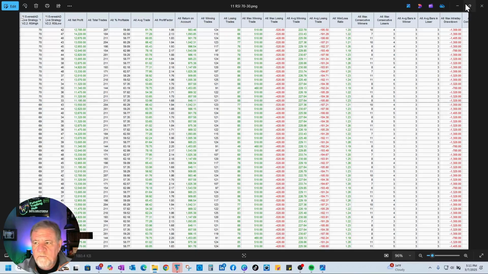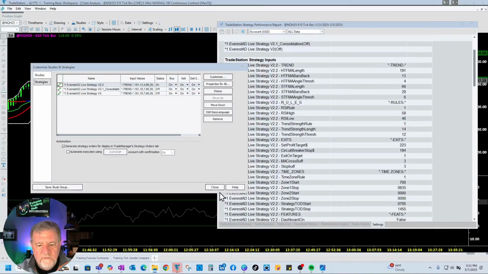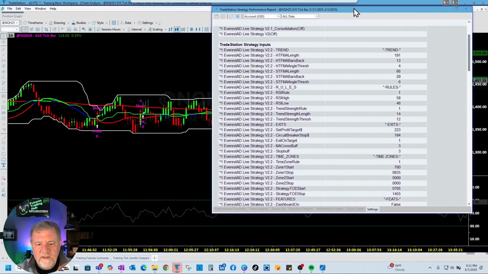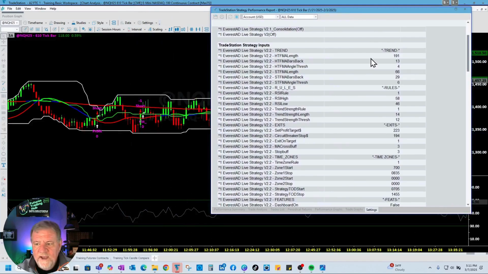So basically, when we look at these parameters right here, when we set the high time moving average frame at 191, it looks back 13 bars, and if it's above 4 degrees angle, it'll be green, so I can go long. Between 4 and -4, it'll be blue, so I can't do anything, and -4 and below, it will be red, and I can only short. Right? That tells me that I'm in the trend. I'm in a strong trend. All these parameters can be tested just like that.